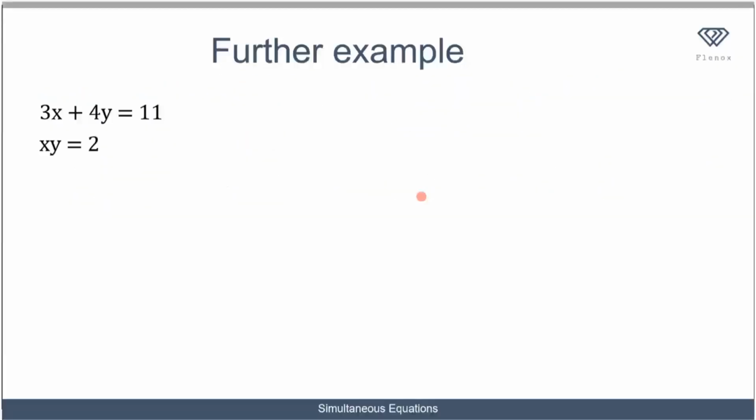Now let's solve one more example, and this will be the final example to give you a further idea of what we're talking about. So here now we have 3x plus 4y is equal to 11 and xy is equal to 2. We can see that we have the term xy. This xy term is what makes this quadratic.